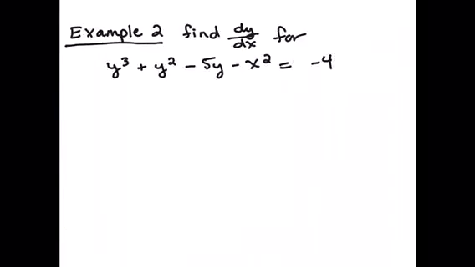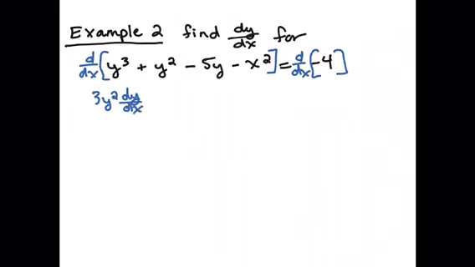Okay, we want to take the derivative of both sides. I'm going to put a d/dx in front of both sides, which is the command telling me to take the derivative. And when we do the y cubed, we get 3y squared times dy/dx, because anytime we take a derivative of a y term, we're going to put a dy/dx on it because of the chain rule.